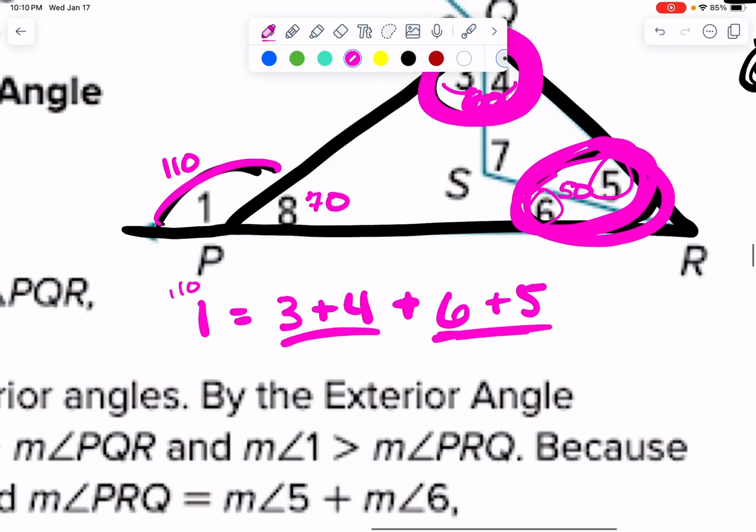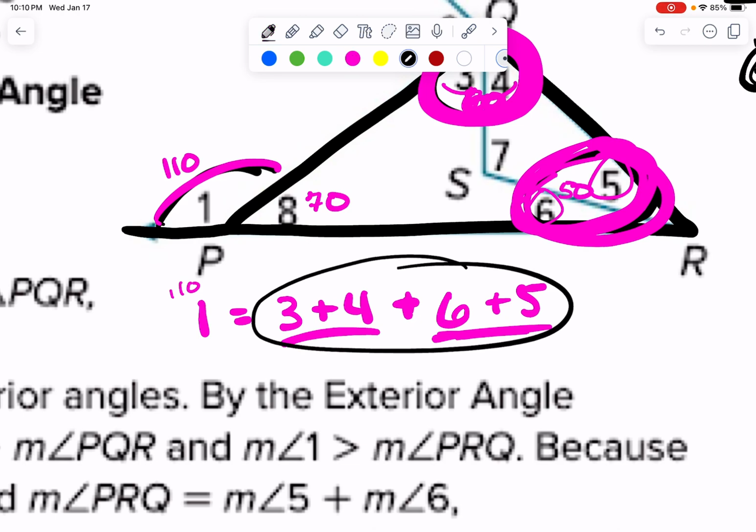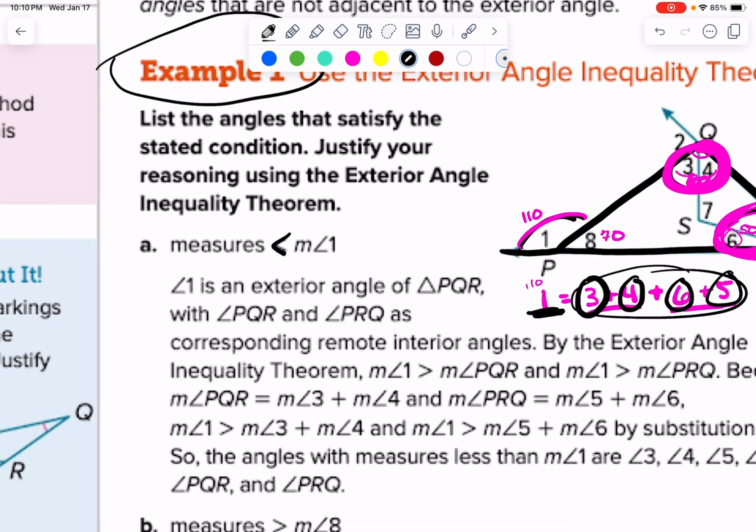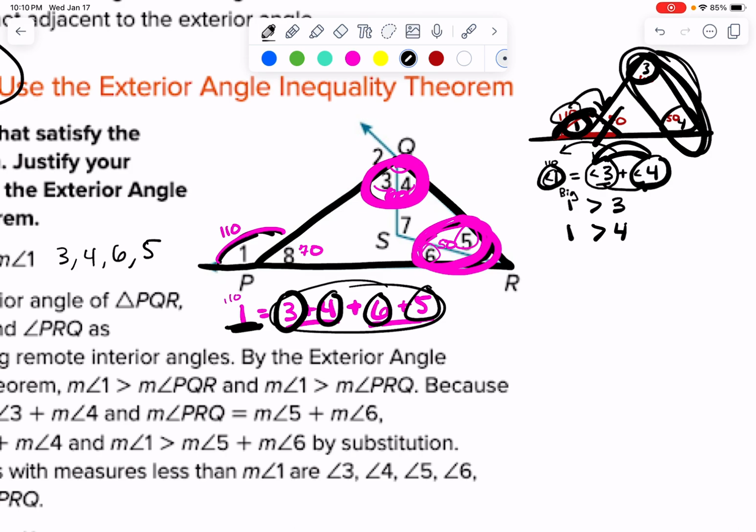So if all 4 of these angles are required to be added together in order to be as big as angle 1 is, that means all of those individually, like if I take 3 by itself, angle 3 has to be smaller than angle 1. Angle 4 has to be smaller than angle 1. Angle 6 would have to be smaller than angle 1. Angle 5 would have to be smaller than angle 1, right? So if I want to know the measures of the angles that are smaller than angle 1, it would be 3 and 4 and 6 and 5. Those angles all have to be smaller than angle 1, okay? Because those are my interior angles that add up to be that exterior angle, okay?